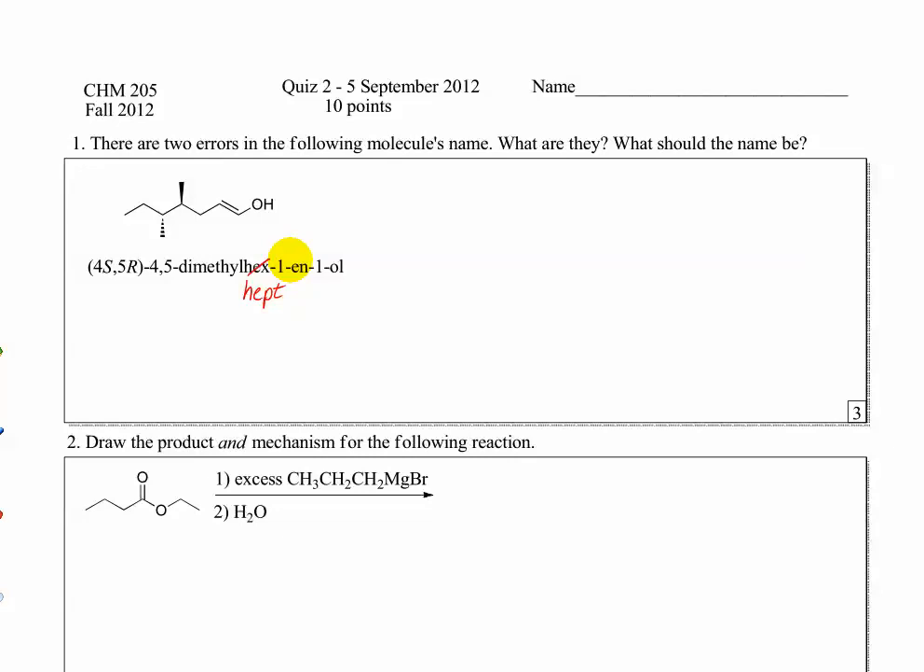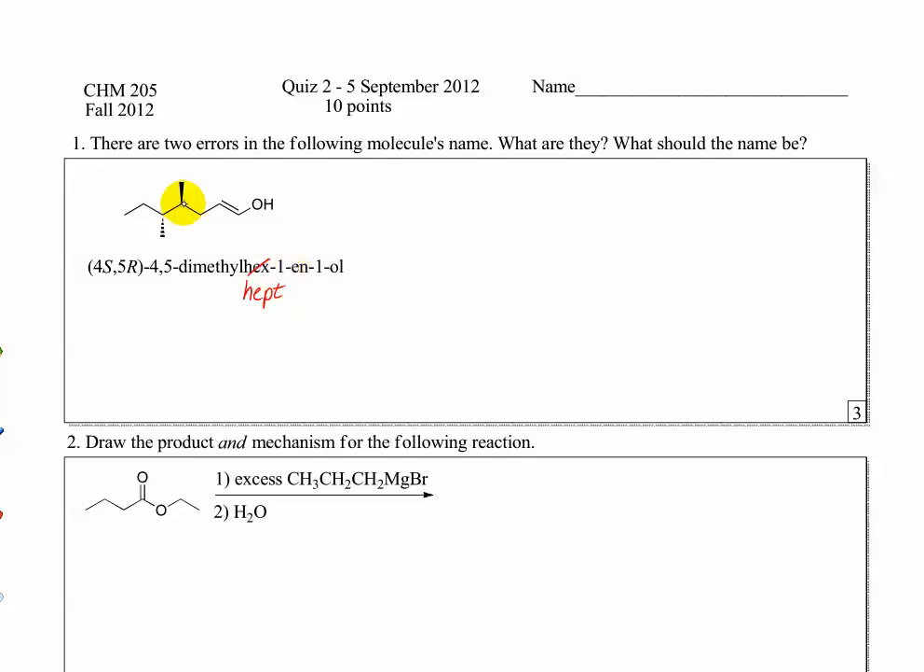Almost. Well, the 4S should be changed to 4R. No, it's actually correct. It's 4S. 5S. Nope, 5 is R also. Let's talk about that stereochemistry, because it also illustrates a good point of something tricky about stereochemistry.